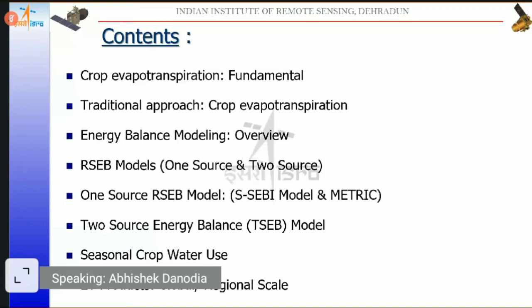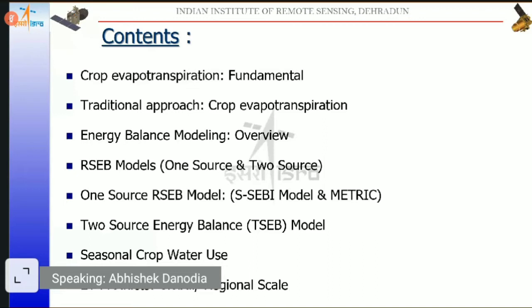All these products are freely available. You can easily download them and further use them for assessment and comparison with your output from various ground-based observations as well as remote sensing derived products. This will be followed by a case study that I would also like to share in this lecture.